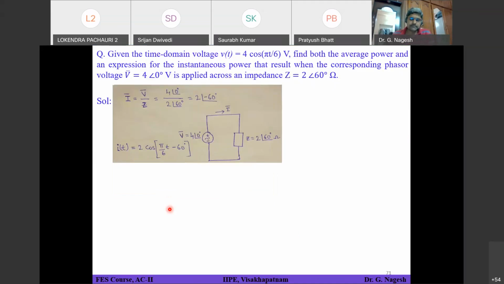I will not discuss this problem, but till now we have discussed what is called average power and instantaneous power. If you want, you can note down this problem and try to solve this for next class. Anyway, we'll discuss this in the next class.